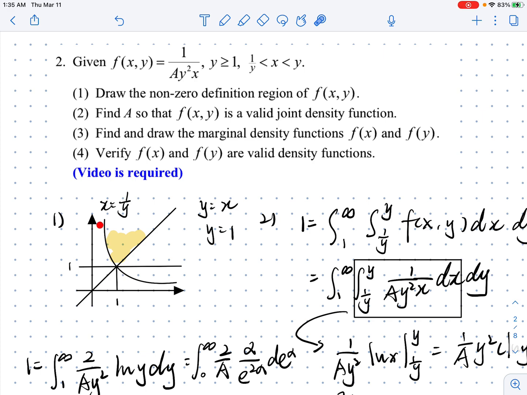Also, the intersection of these two lines is when x is 1 and y is 1. So when y is larger than 1, it means the area beyond this point.